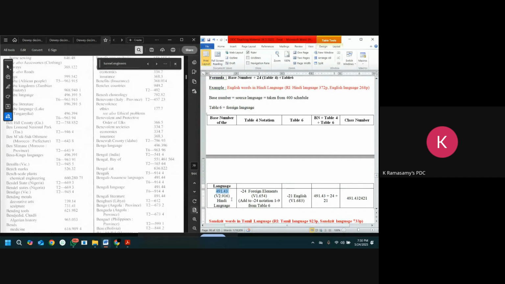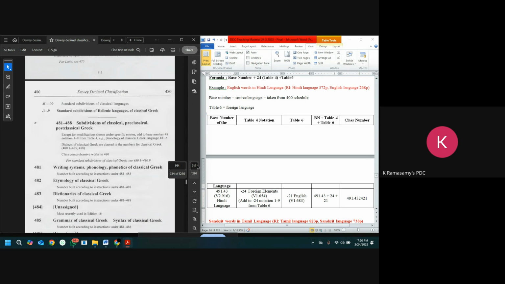491.43. No problem. I just found out. Okay, very simple. If you want, I'll show you. I'll go to volume 2 and I'll show you where this number is available. Which number? This Hindi number is available.